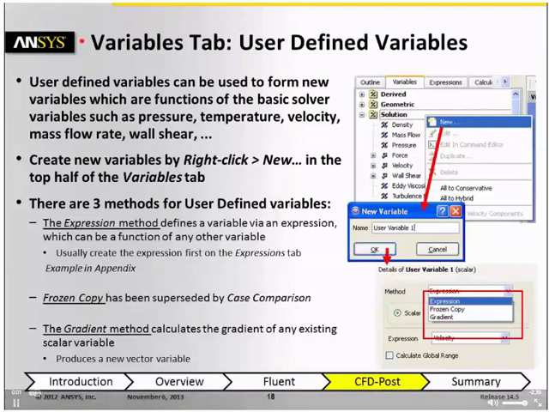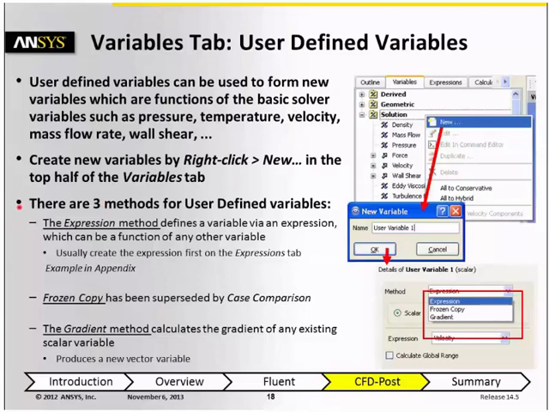In the Variables tab, which you access here next to the tab for Outline, CFD Post allows user-defined variables to be created, which are functions of basic solver variables such as pressure, temperature, velocity, mass flow rate, wall shear, and so on. To create a new variable, right-click in the top half of the Variables tab and click New, like you see here.